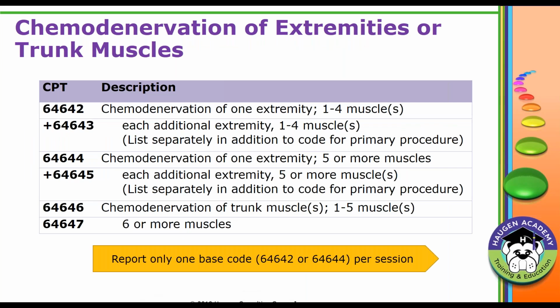Here are some codes for chemodenervation of extremities or trunk muscles. So these are reported once per extremity. You report only one base code per session, so 64642 or 64644, and then 1 unit of additional extremity codes for each additional extremity injected. So those are the add-on codes.